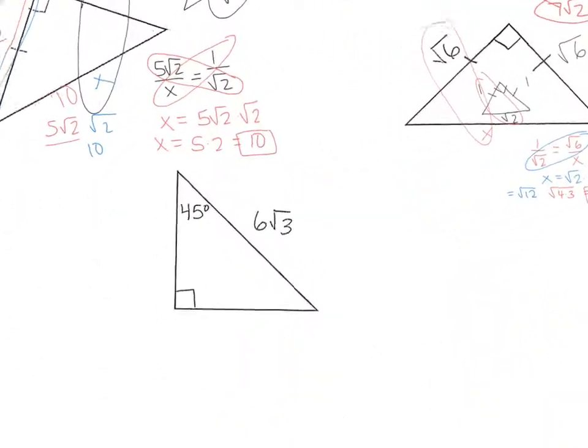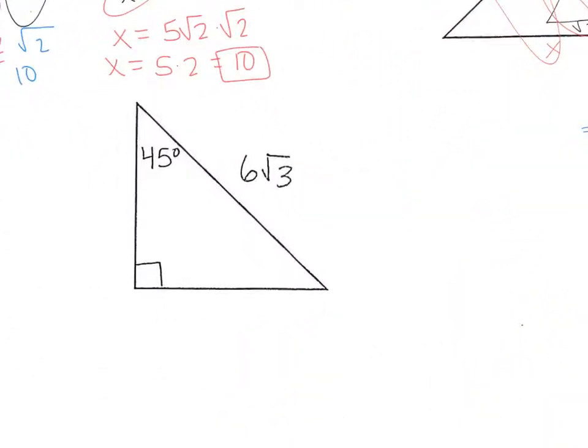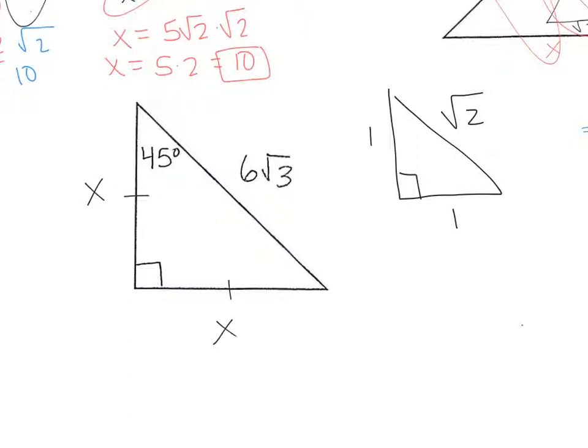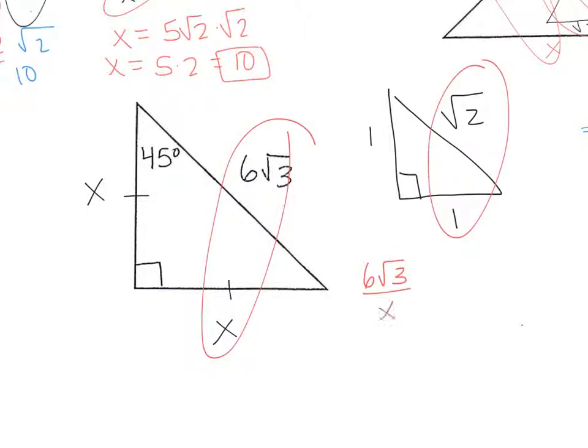And the last one. Okay, the last one. So draw right triangle 1, 1, root 2. So to figure out, this is the hypotenuse. So I don't know what this is, but this is the exact same. So I'm going to do a ratio. 6 root 3 is to x as root 2 is to 1. So when I solve, it's going to be 6 root 3 equals x root 2. And then I'm going to divide each side by root 2.